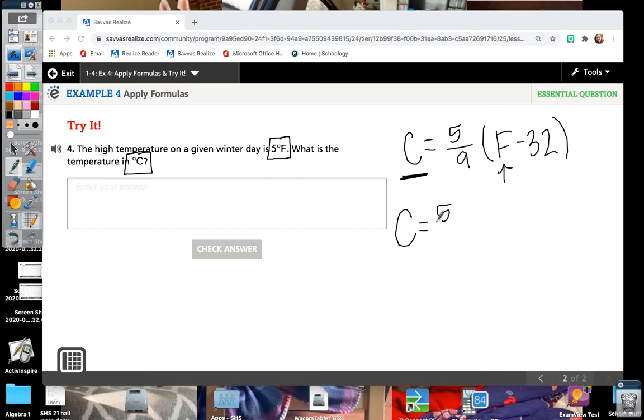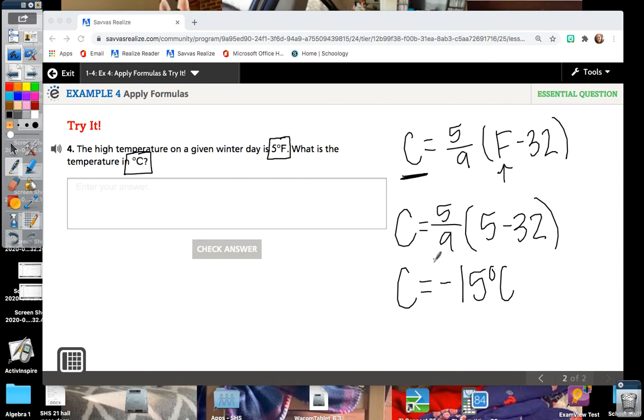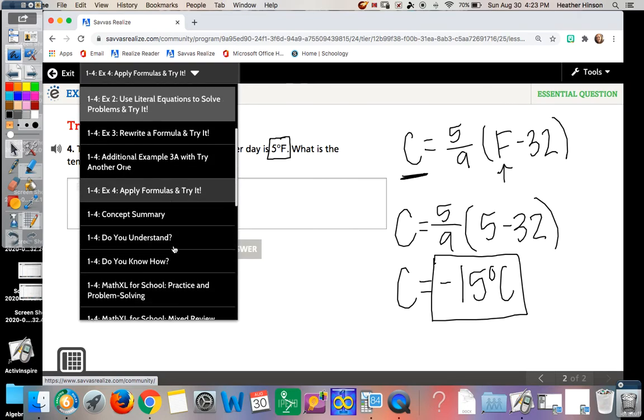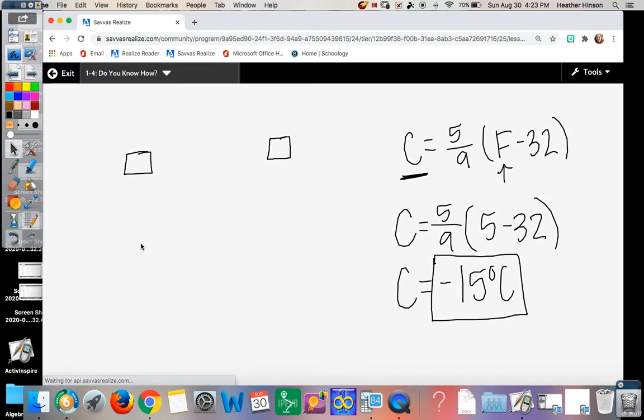So if we plug in 5 degrees and then put it straight into your calculator, we should get negative 15. With your correct units, we're going to put degrees Celsius. So on this one, it was already solved for C, so all we had to do was plug it in. Okay, the last thing we're going to do is the do you know how. So it should be on the very next page of your book, and we're going to start with number 5.